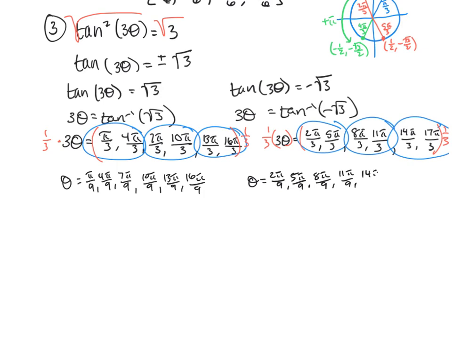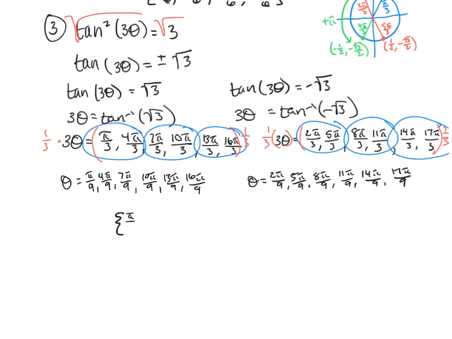And again, none of these will reduce, but you will notice that our final answers here are all between 0 and 2 pi. So that's exactly how we want our final answers. Last but not least, make sure that you put this in a solution set in order from least to greatest.